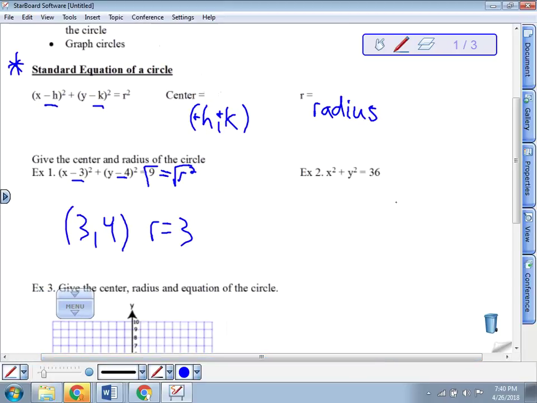This one looks a little different. Let's do the radius first. The radius is the square root of 36, which is just 6. Now, it's just x squared plus y squared. There's nothing being subtracted or added. What does that mean? Well, that means that our center is (0, 0), since they're not subtracting or adding anything. So that means the center would be on the origin.